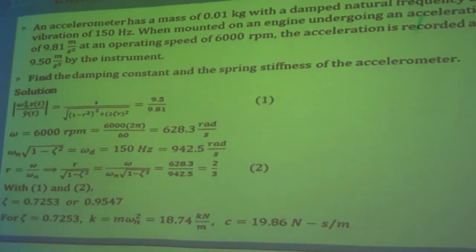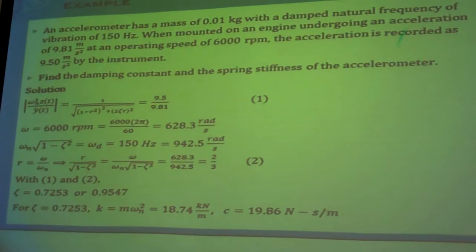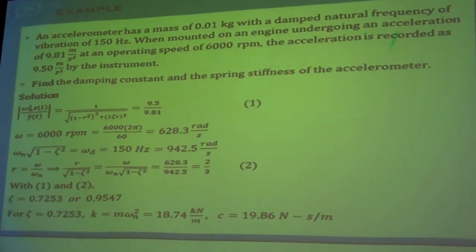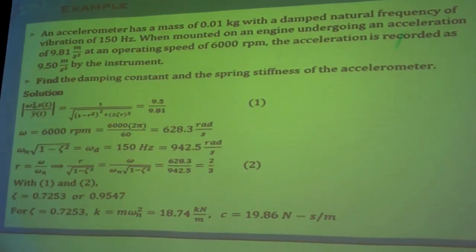So I try to type here. I have all the solution typed here, so we can look it up.